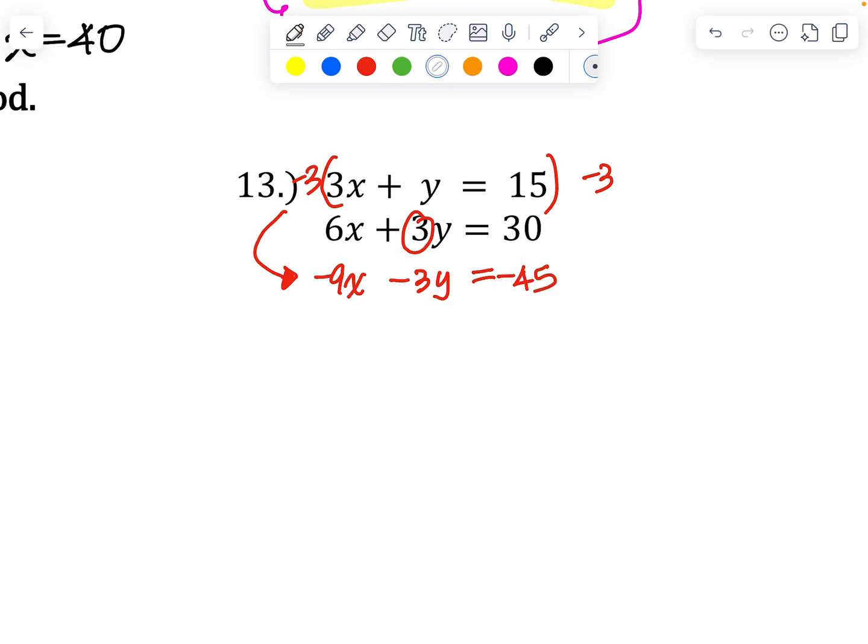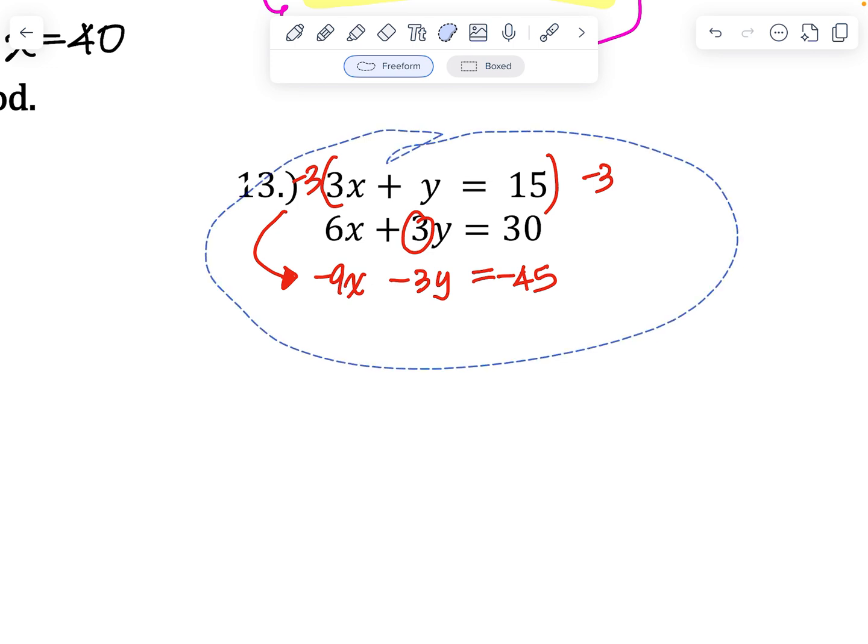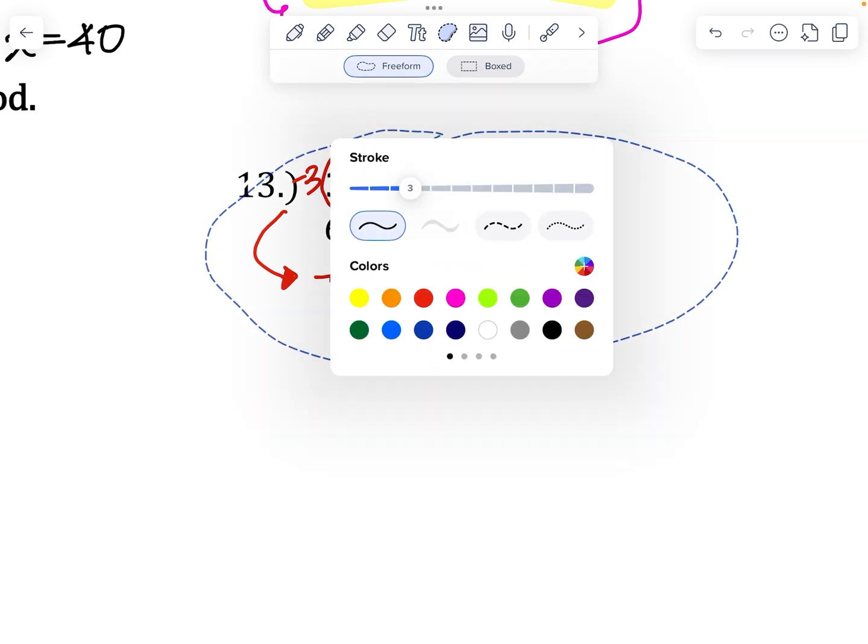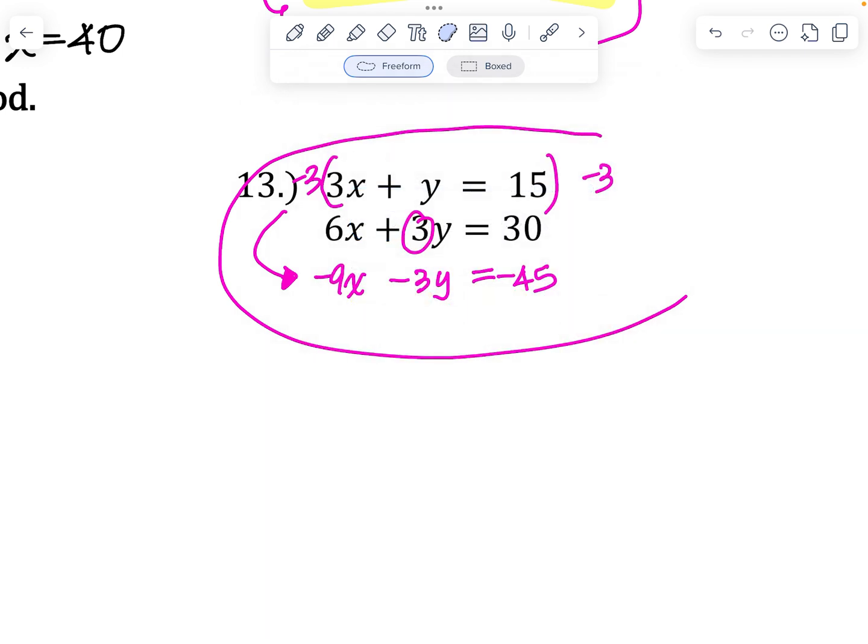I don't know why I started using the red, because red, I've been using it to do the happy check. Let me change it back to pink. Okay.